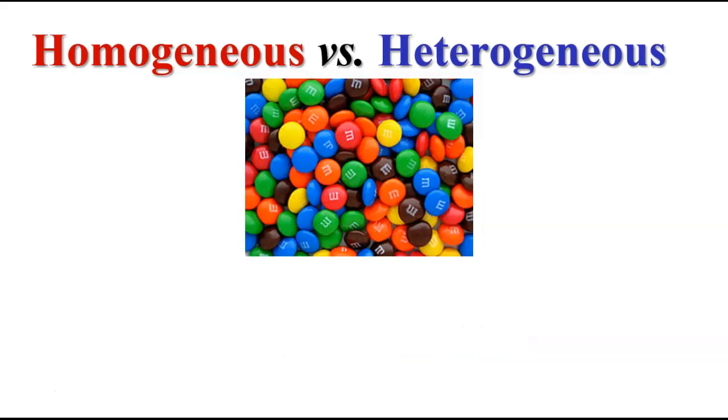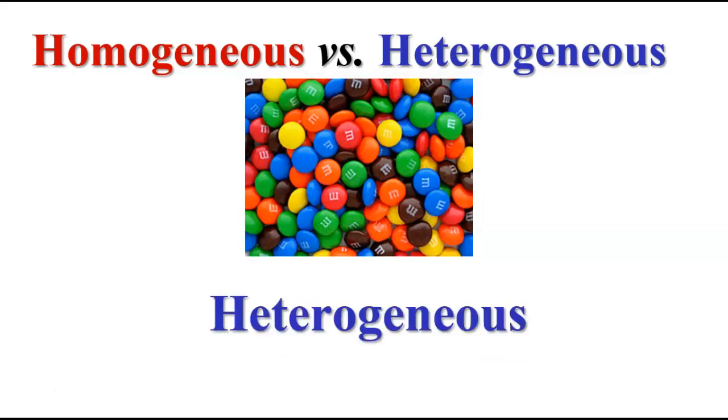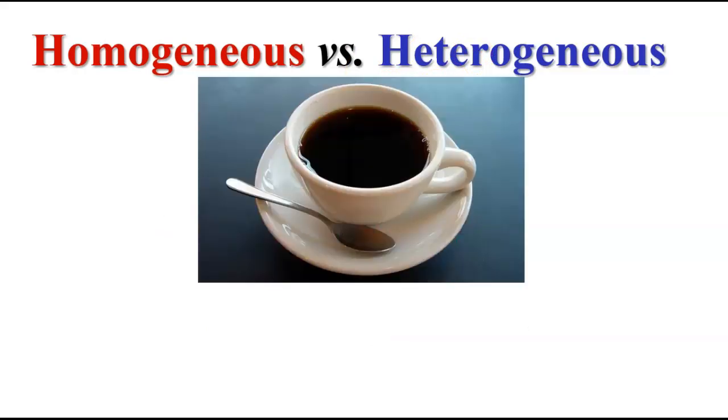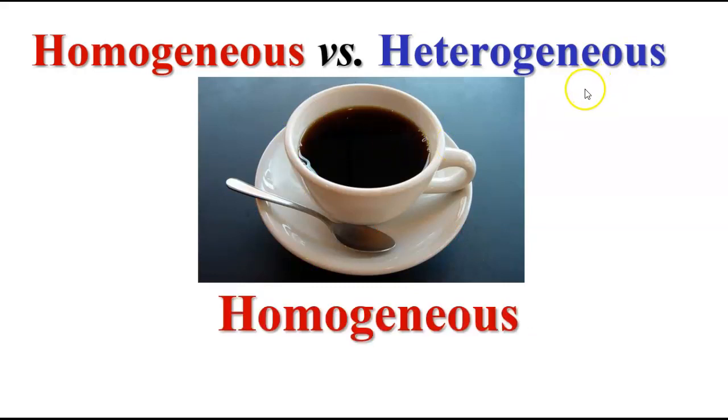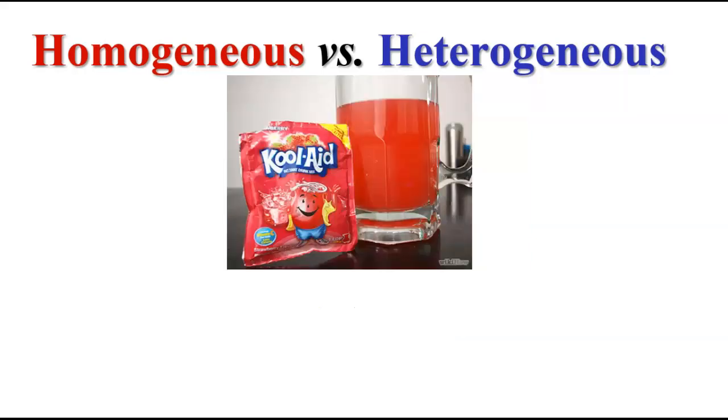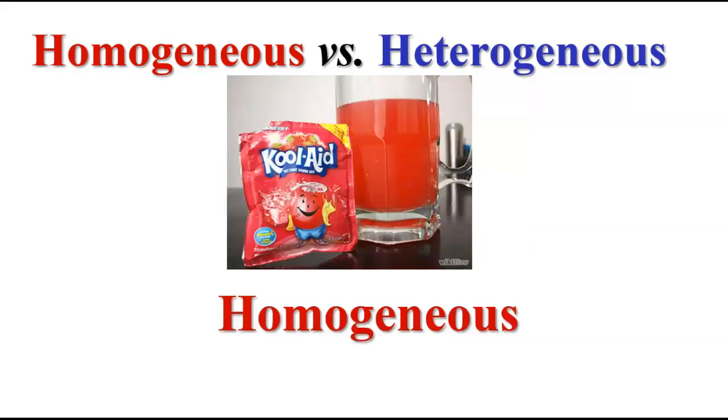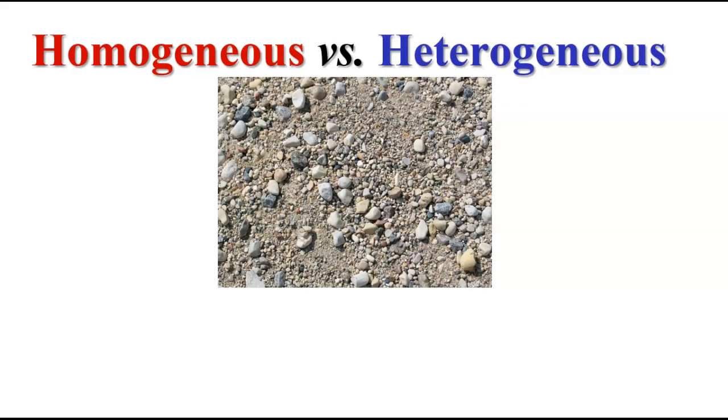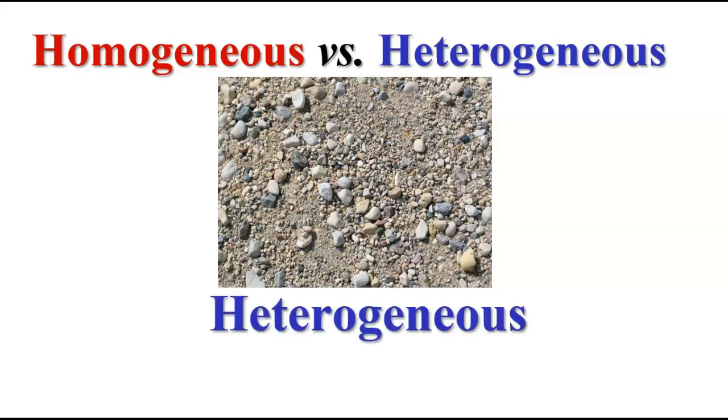M&Ms. Looks different. I see different colors for sure. Also, if you take a little nibble out of it, you can see the candy shell and the chocolate in the middle. So hetero, different. Black coffee. That was going to be homogeneous. You can't see where the different acids and caffeine molecules and water molecules are. They're uniformly spread out. Kool-Aid solution, got to be homogeneous. You can see the differences, so that would be hetero.